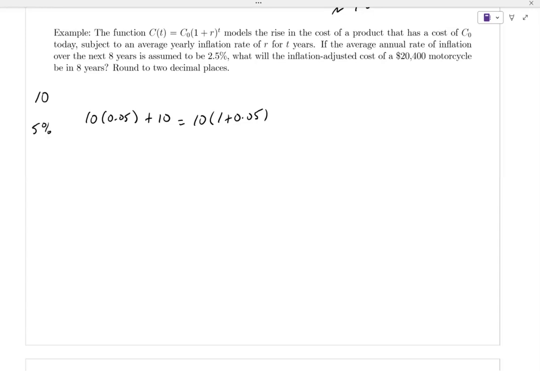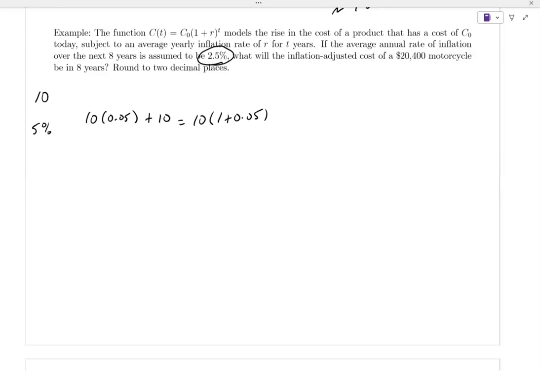So inflation rates are good things to model with exponential functions, because what you have is a compounding effect from that percentage year over year over year. All right, so let's say we have an inflation rate that's 2.5%. It wants to know what's the cost of a motorcycle that's a little over $20,000 now. What will that be in 8 years? So here is the inflation rate.